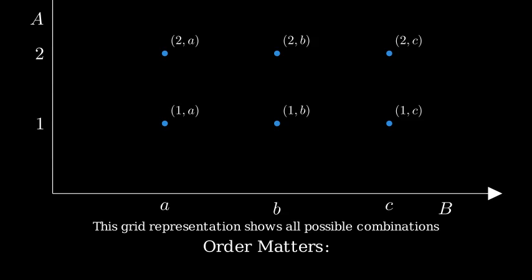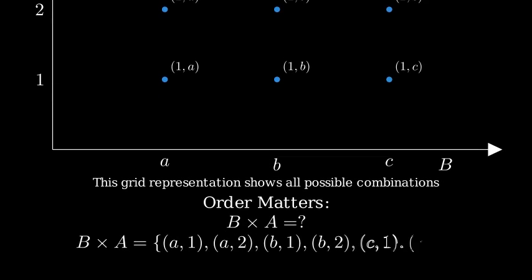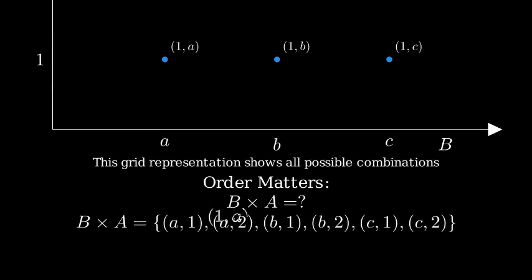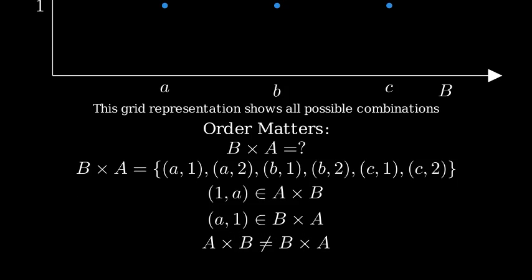One important property of Cartesian products to remember is that order matters. Let's look at B cross A, which is the Cartesian product in the opposite order. B cross A equals the set containing the pairs a1, a2, b1, b2, c1, and c2. Notice how these ordered pairs are different from A cross B. For example, 1a in A cross B is different from a1 in B cross A. This shows that the Cartesian product is non-commutative, meaning A cross B is generally not equal to B cross A.